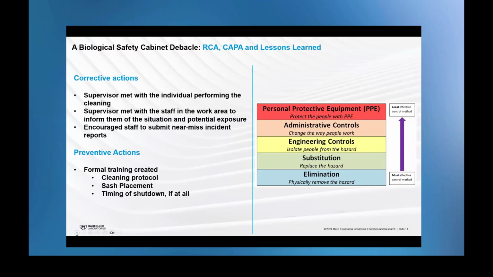So what do we learn from this? First of all, kudos to the supervisor. They met with the individual who did the cleaning. They met with every one of the staff who may have been exposed. And depending on those individuals, you as supervisors and leaders in your laboratory, you know these can be very difficult conversations, especially encouraging staff to submit a report if they don't think they were exposed, but also for those people who are a little bit more anxious than others. Those conversations take time away from other work that could be done.